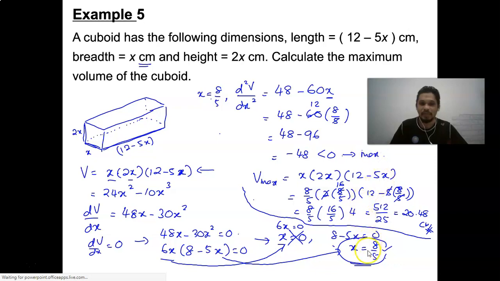Then we substitute the value of x we get here into the equation of volume, because we have decided this is the maximum from this equation. Then we substitute to find the value of V, the volume, which is 20.48 centimeter cube. Okay, it's V. We call it the unit of centimeter cube, and x is 8 over 5 centimeter.